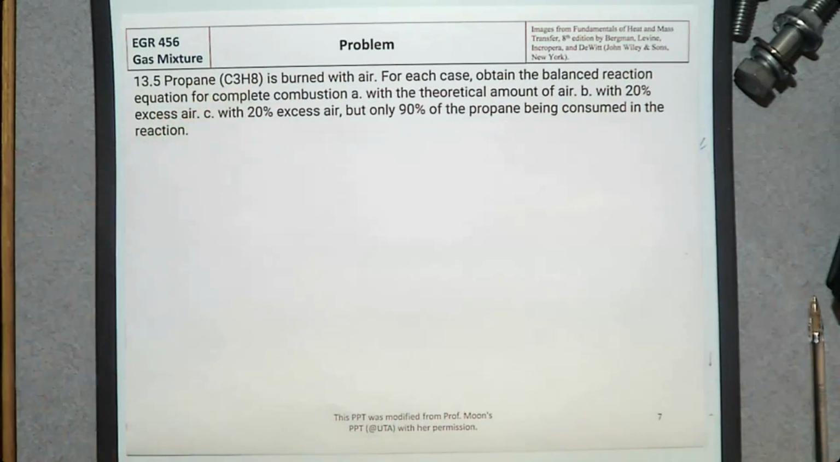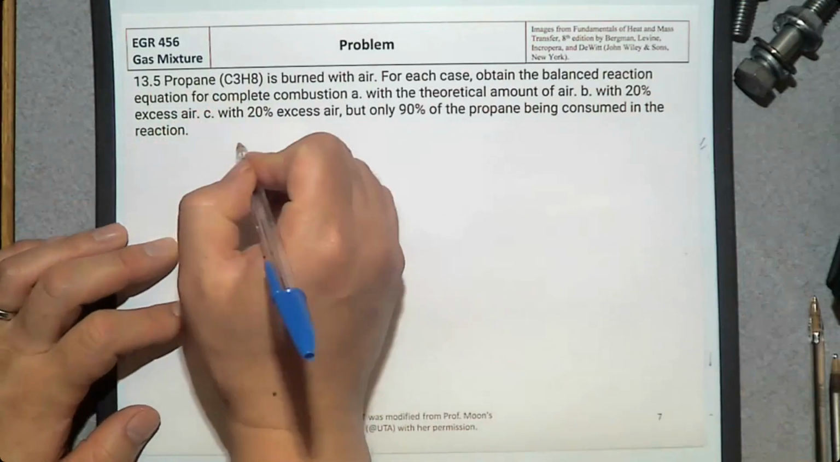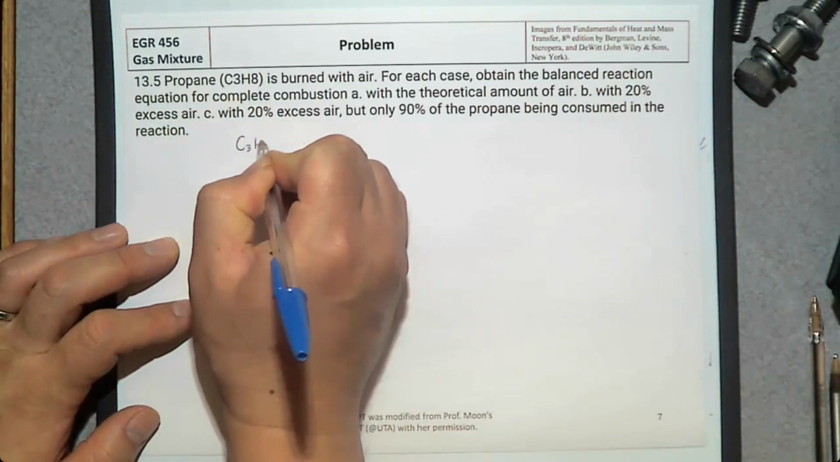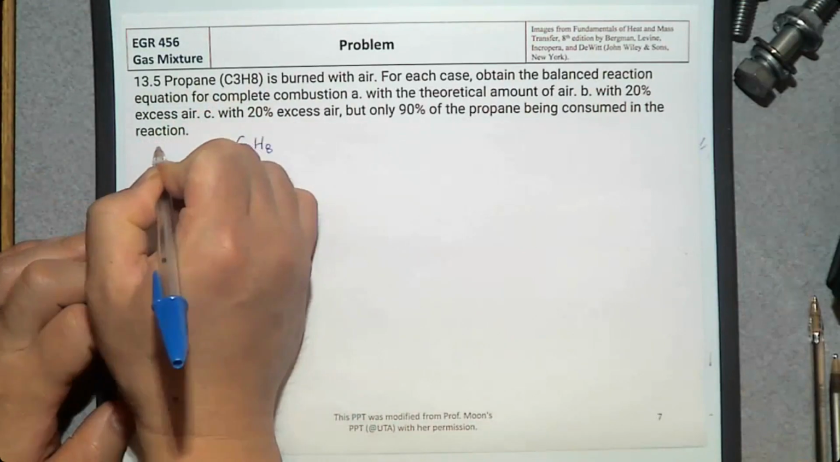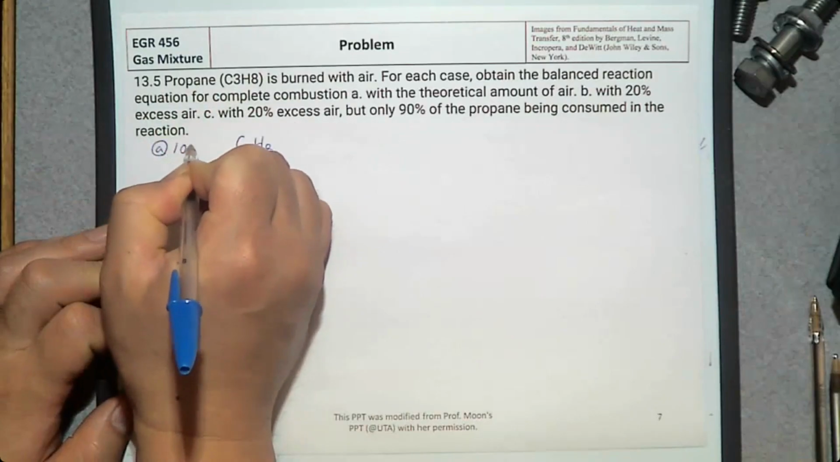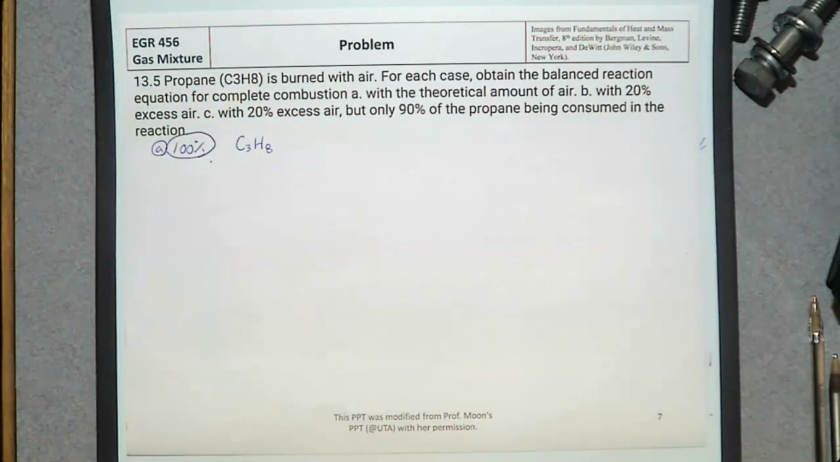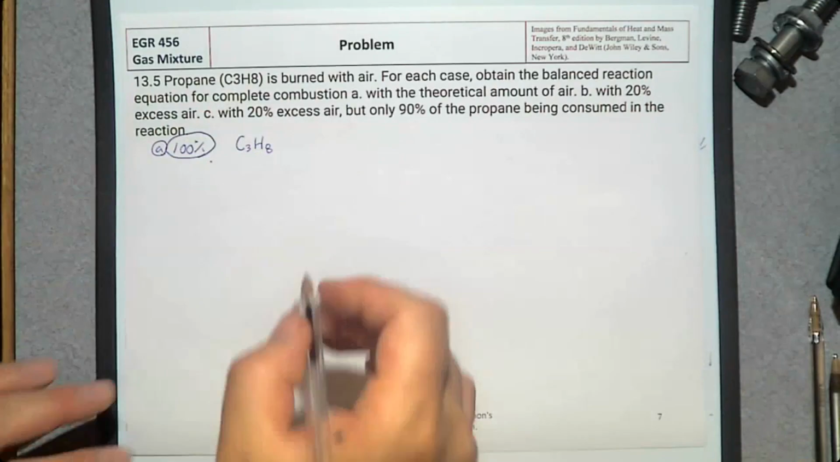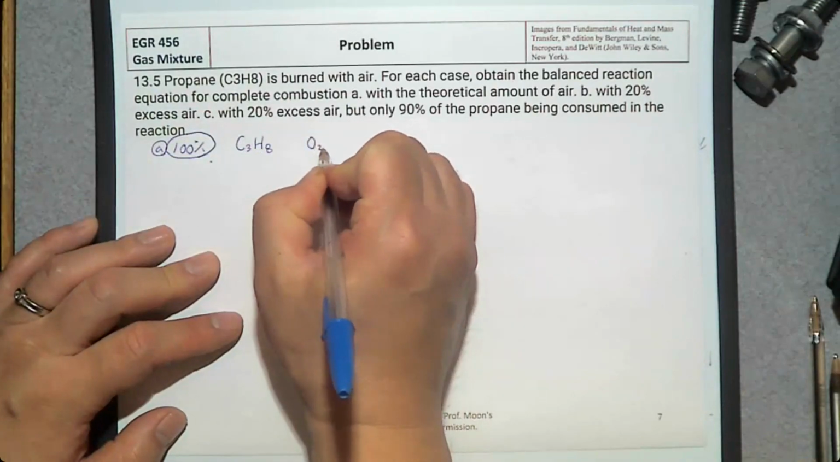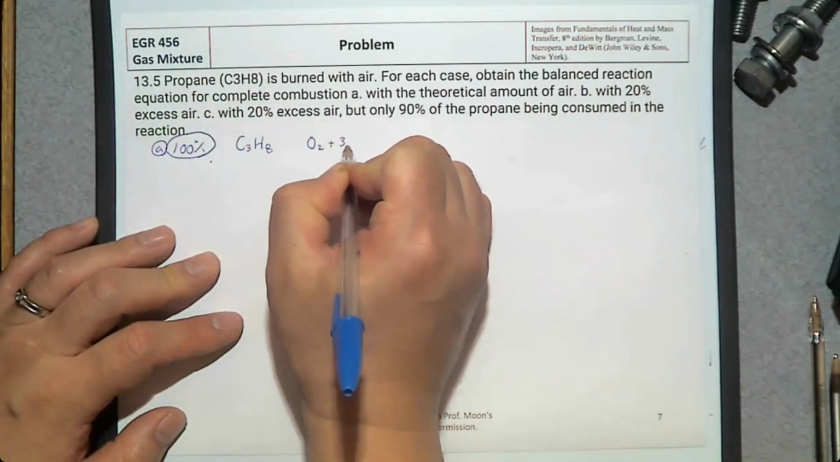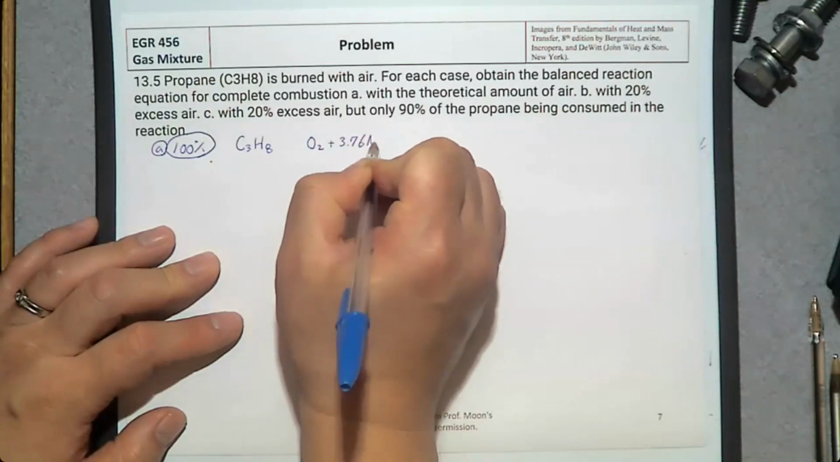So the first one, propane. So we have C3H8. This time we are going to use 100% theoretical air. Air is oxygen and nitrogen. The ratio between oxygen and nitrogen is going to be 1 to 3.76 nitrogen.